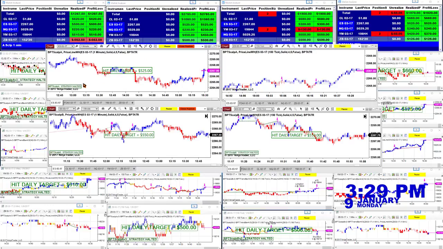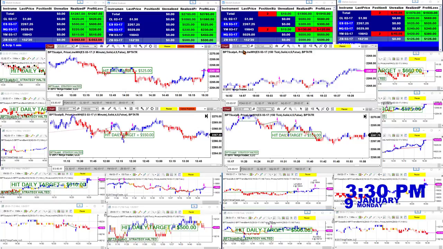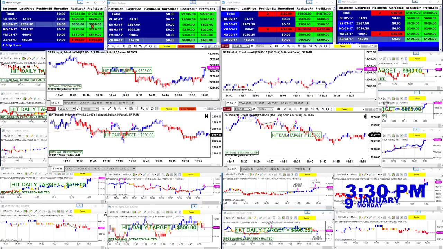On the ES, we had 3 out of 4. The A scalper 1 minute did very well, and the ES B scalper 1 minute did hit the target. It's a $500 daily target. The ES 150 ticks did make it, and then the A scalper 150 ticks did not make it, where on the NT7 it did.